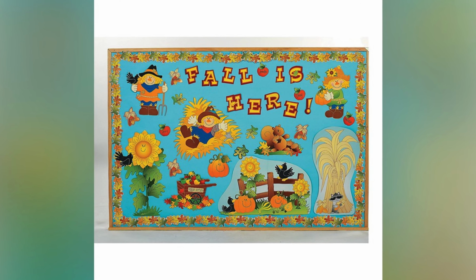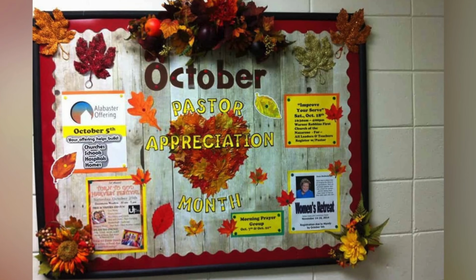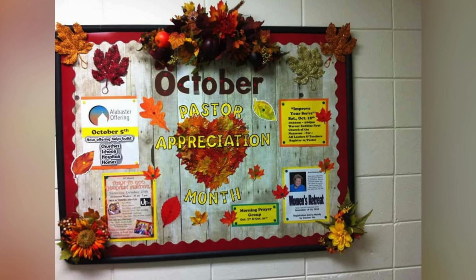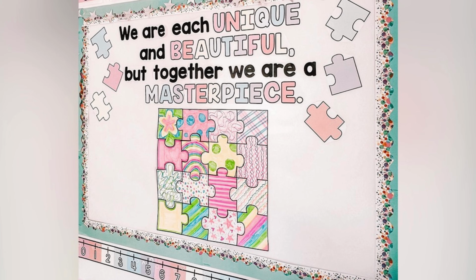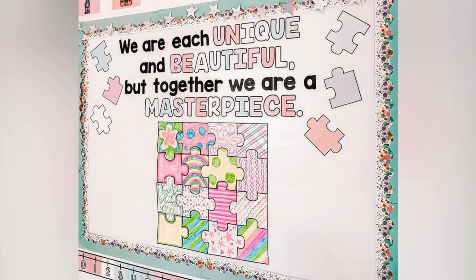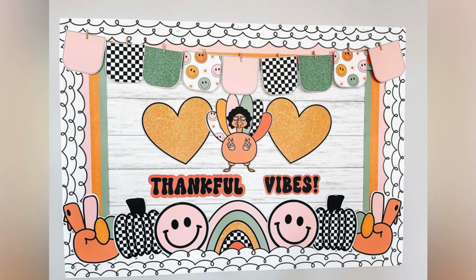Use autumn leaves, pumpkins, and warm colors to frame the quotes and make them stand out. This encourages positivity and reflection. Seasonal goals. Create a fall goals section where students or colleagues can post their personal or academic goals for the season. Surround this section with fall decor like leaves and acorns to keep the theme consistent.